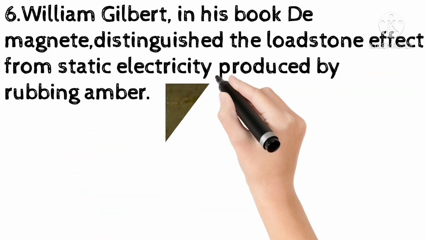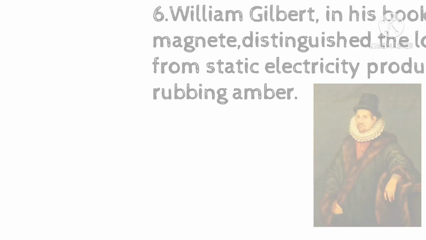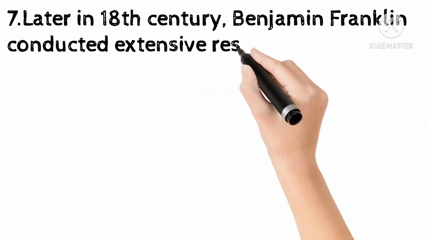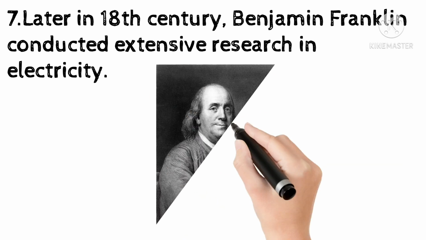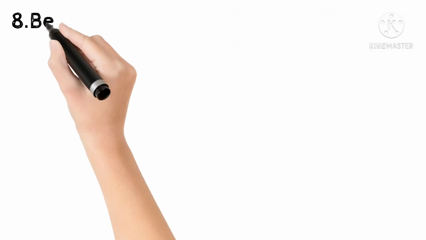Point number 6. William Gilbert in his book De Magnete distinguished the loadstone effect from the static electricity produced by rubbing amber. Later in the 18th century, a scientist named Benjamin Franklin conducted extensive research in electricity. He made an experiment later.